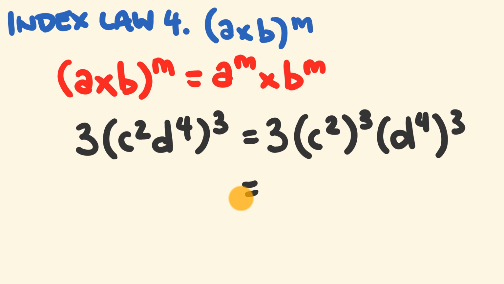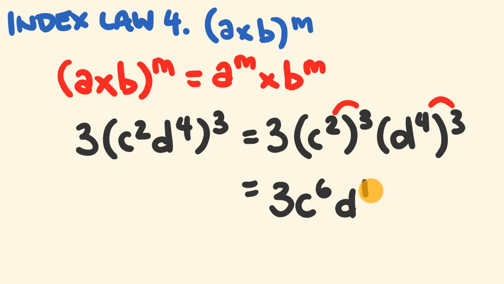Go through and solve this now. Simple. We have 3. For c here, we have c. And using that index law 3, we are going to multiply these guys here. So 3 times 2 is equal to 6. And then we have d. And once again, using index law 3, we multiply these guys here. So we have 4 times 3 is equal to 12. There you go, nice and easy, index law 4, bang that one out.